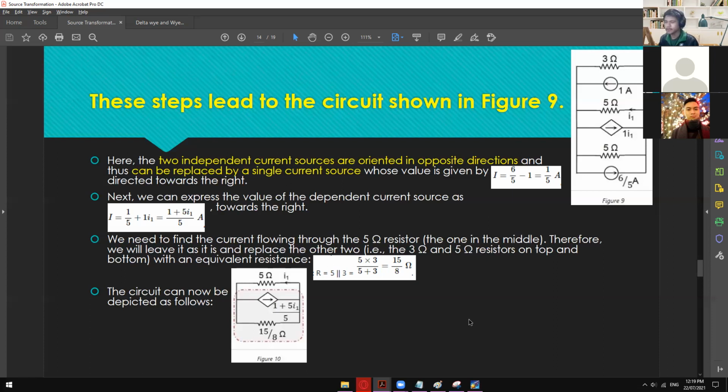If you don't have your calculator with you, you can just know the concept of how we arrived at this 15 divided by 8, and then verify these values later on. Well, I think it's easy: 5 times 3 is 15, and 5 plus 3 is 8.